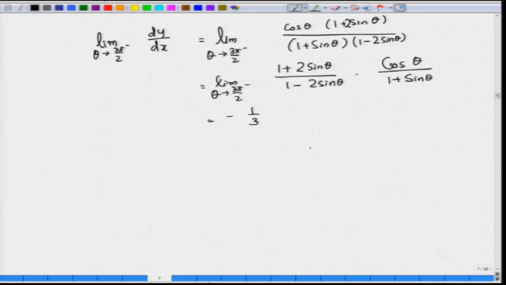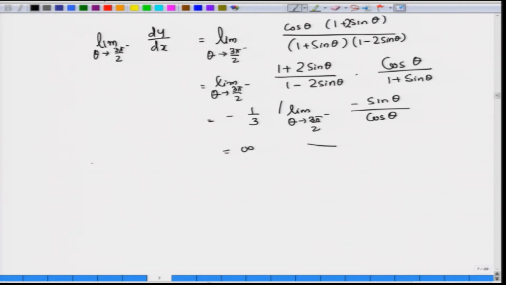Okay, and then the limit as theta goes to 3 pi by 2 minus of cos theta divided by 1 plus sin theta. Now it is 0 by 0 form, since sin 3 pi by 2 is negative 1. So we can apply L'Hopital's rule, which gives minus sin theta divided by cos theta. This term goes to infinity with a negative sign. So this is equal to infinity.